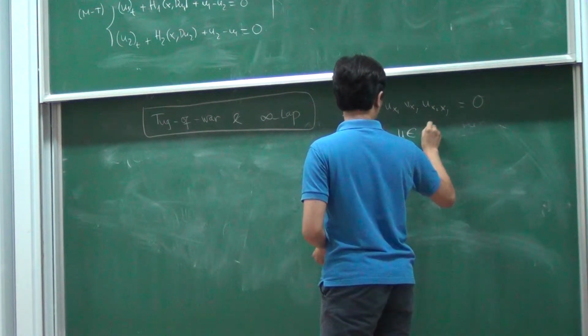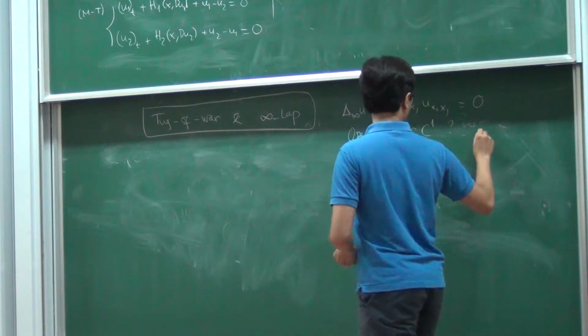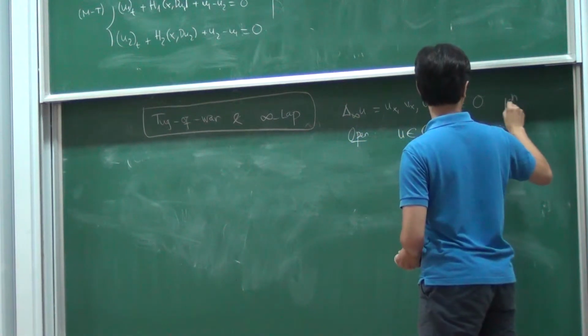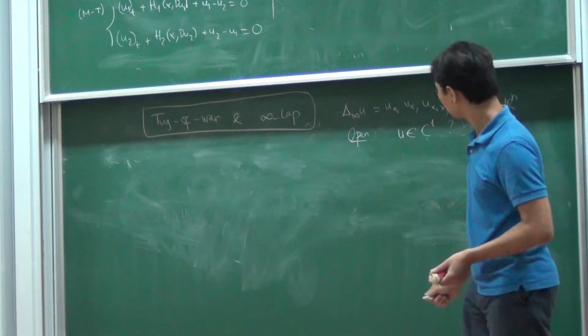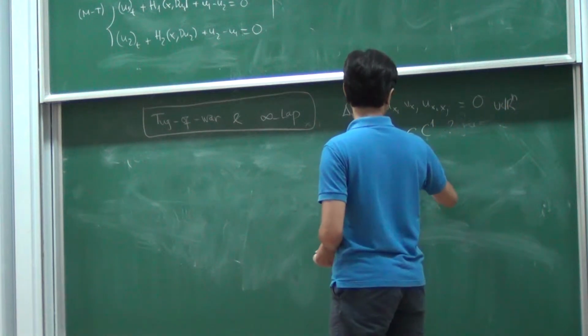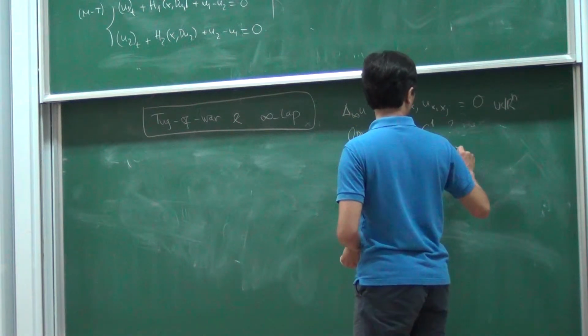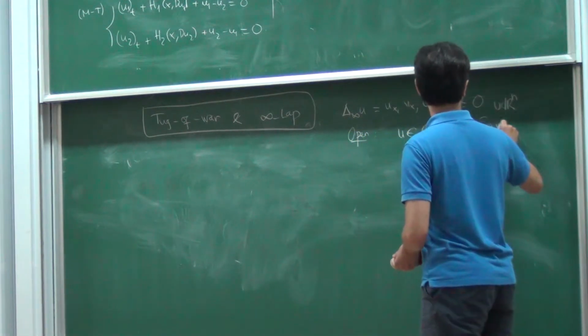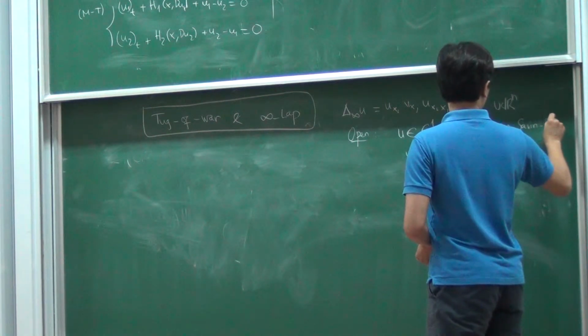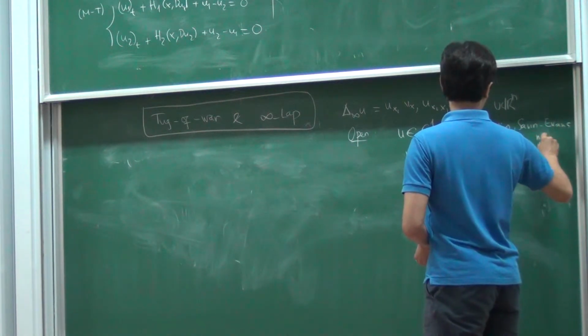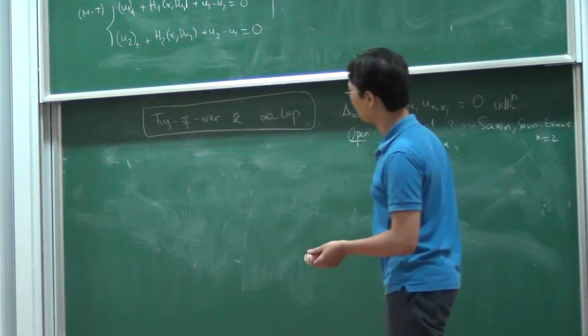Is u in C^1 for any dimension, in R^n? It's open. Is u in C^{1,alpha}? It's also open. Savin proved, and Evans and Savin proved, that this is correct when the dimension is 2, and there are some partial results for higher dimensions.